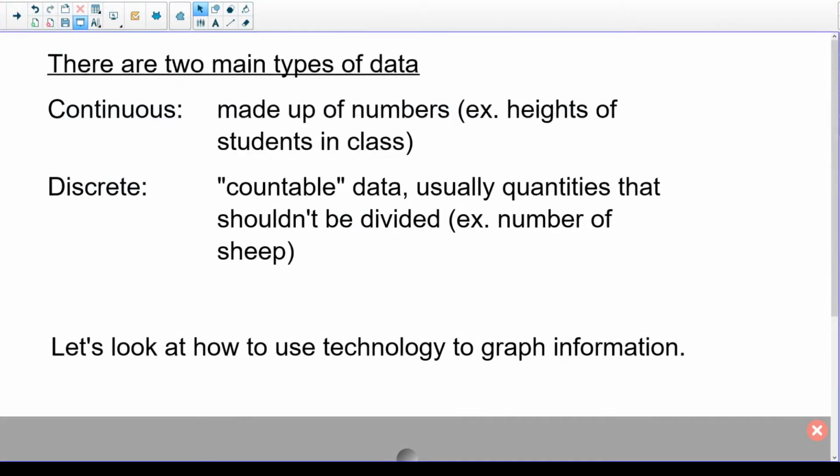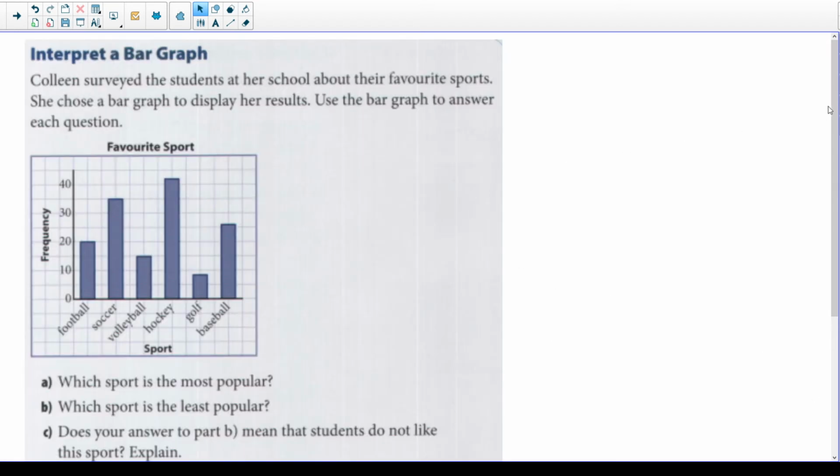Let's go back to the note here. So I've just shown you how to use technology to graph information. There are probably people yelling at me online if they're watching this saying, hey, you can select the whole thing and get the titles to show up. Anyway, so let's look at what we can do to interpret information.